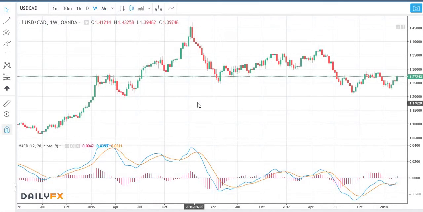Now, if we look over here on the weekly charts, it's a little bit different, because on the weekly charts we're actually below the zero line, right?